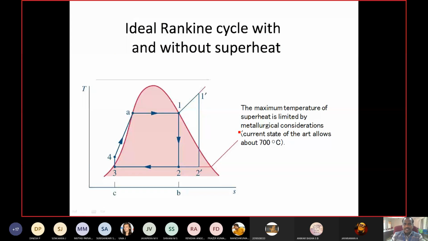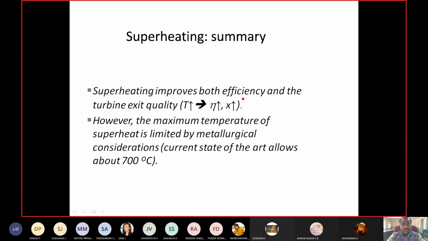Then, the ideal Rankine cycle with or without superheat that we discussed. The maximum temperature of superheat is limited by metallurgical considerations. The current state of the art allows about 700 degrees Celsius. So superheating improves both efficiency and the turbine exhaust quality. If we introduce superheating, we can increase the temperature. Because of that, we can get increased efficiency and increased quality. However, the maximum temperature of superheat is limited by metallurgical considerations, right, so we can improve the temperature up to only 700 degrees Celsius. So this is a summary of the superheating Rankine cycle.